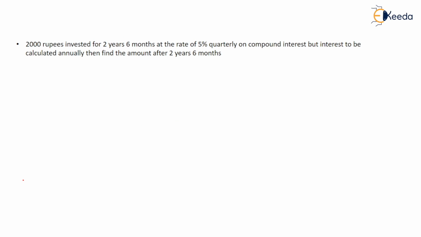Next question. So this is the question: if rupees 2000 is invested for 2 years and 6 months at a rate of 5% quarterly. Quarterly means what? 3 months period. Okay, quarterly on compound interest, but interest to be calculated annually. Here it is provided that you have to calculate interest annually and find the amount after 2 years and 6 months. Okay, so quarterly means 3 months, right? 5% for 3 months. So again 5% for the next 3 months. This comes out to be 6 months. And again 5%. That means 9 months. And again 5%. That means 1 year.